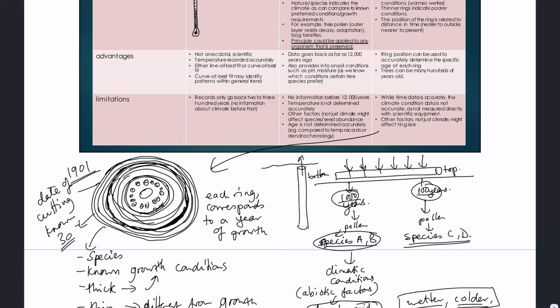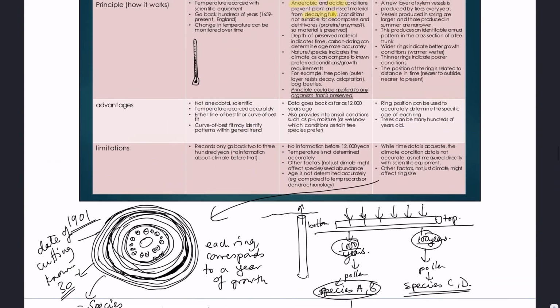Okay, and it wouldn't be just this one. Presumably we would have other samples from a similar area which we could use to increase the reliability of the estimates. But that is the principle, that we use the analysis of the rings to tell us how much growth there was, and we use the information about the species of tree that we are looking at to tell us whether those growth conditions were close to the optimum conditions that this species prefers, or not those conditions.